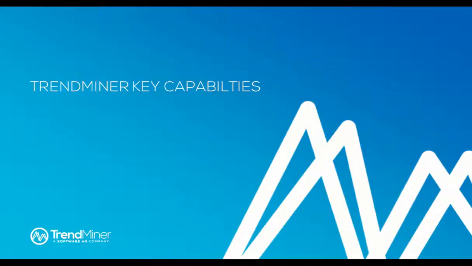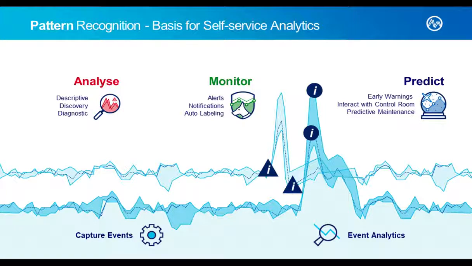Okay. Now, before we go into the demo that Nick will take over, just a quick word on the key capabilities of TrendMiner and some of the things you'll see. It all starts from analyze, monitor, predict. So being able to analyze your process, asking questions like how often have I seen this type of behavior, when did it happen, how frequent does it happen, what is the impact of this problem, what other tags are correlated, what other phenomena in my process are correlated.